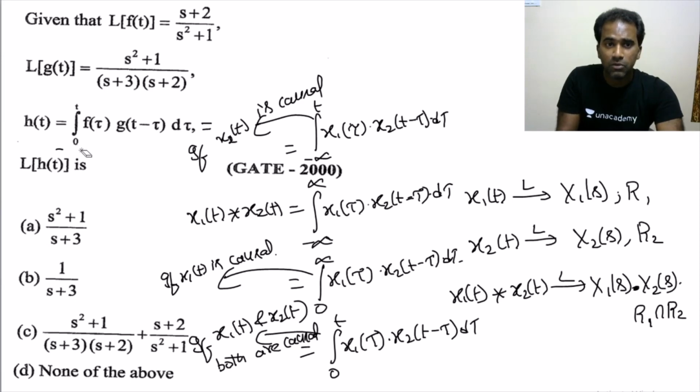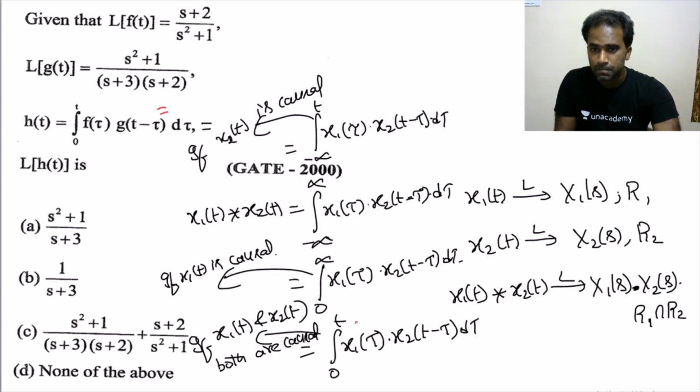Since lower limit and upper limit both are changed, we have to understand that they might be assuming that f of t and g of t are causal. That information is not given, but we can assume. So if you assume that, then h of t can be written as, if you look at the formula and compare with this formula, 0 to t, it is f of t convolution with g of t.